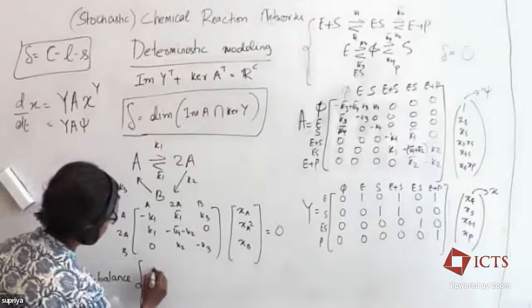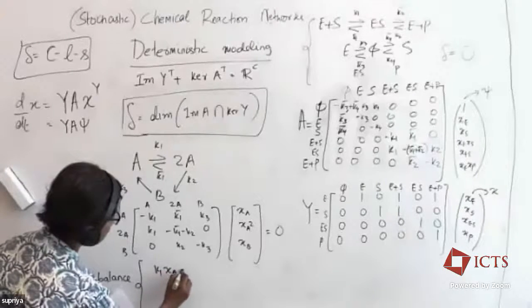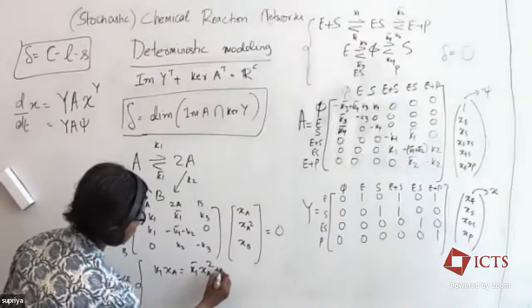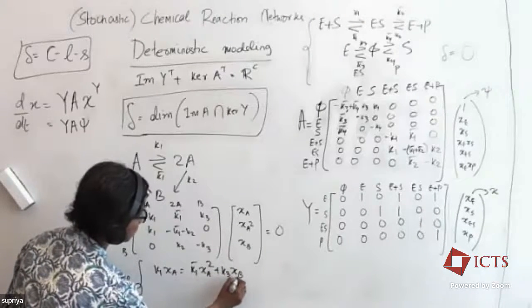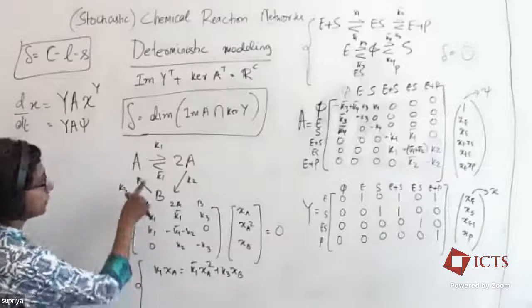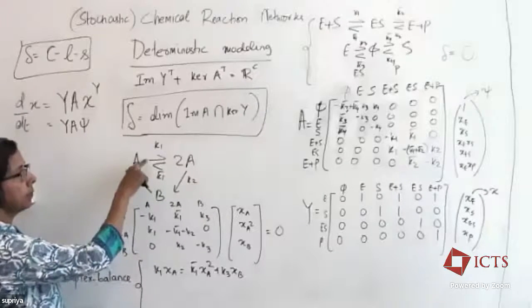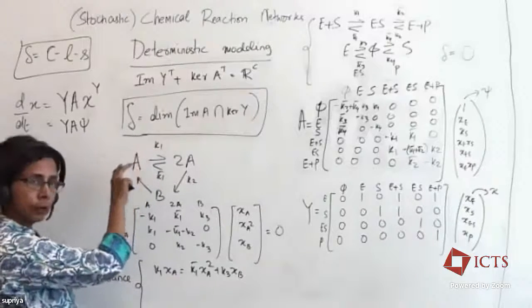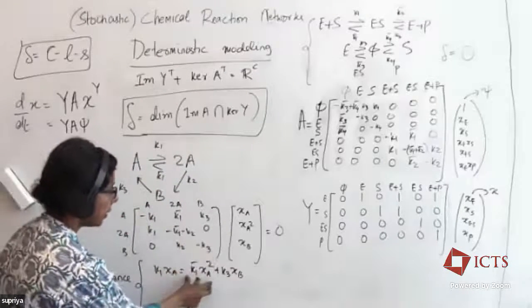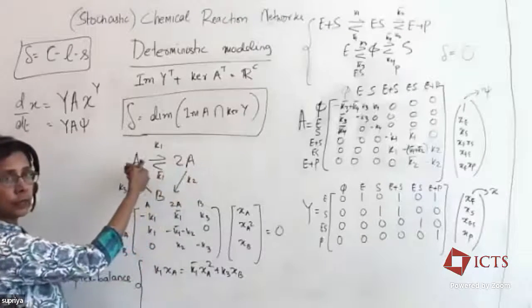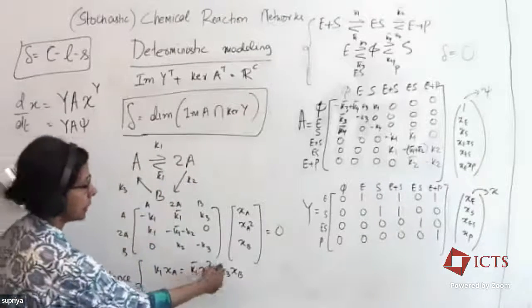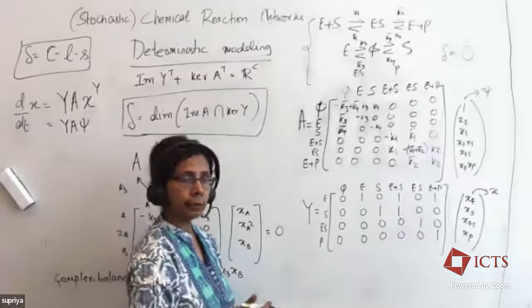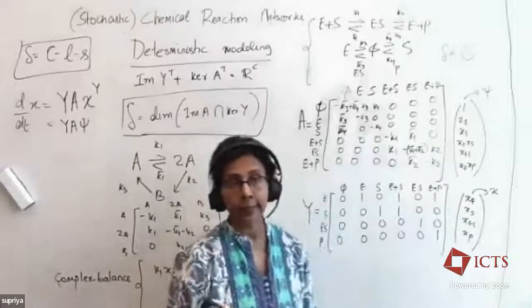So K1 XA is equal to K1 bar XA squared plus K3 XB. So this K1 XA is all the reactions where A was the source, okay? K1 times XA going into something else. And K1 bar XA squared is what's coming into A from this side, and then this one is what is coming into A from that side. So basically, you see, it's more general than detailed balance, right?